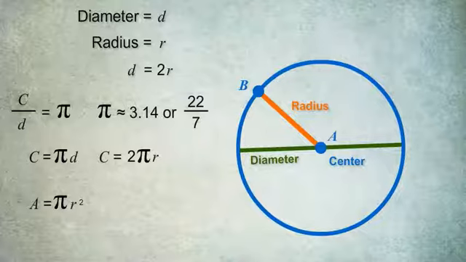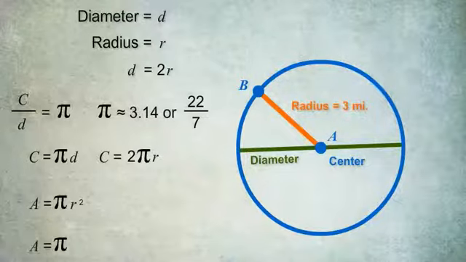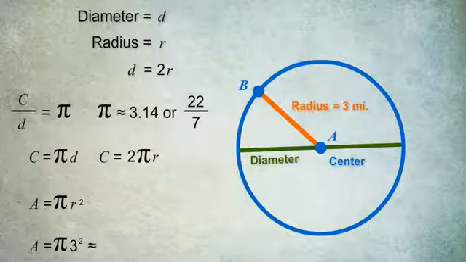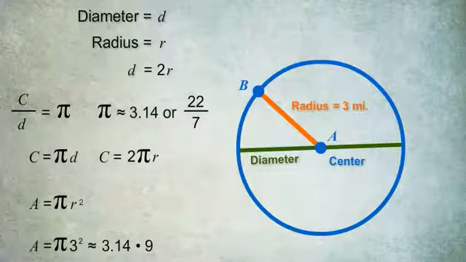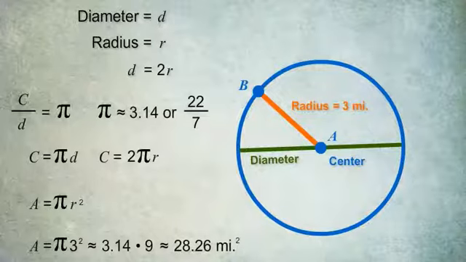What's the area of a circle with a 3-mile radius? Area equals pi times the radius, which is 3, squared. You can use 3.14 to approximate pi, and 3 squared is 9. Multiply, and the area of the circle is approximately 28.26 square miles. Remember, area is always expressed as a square unit.